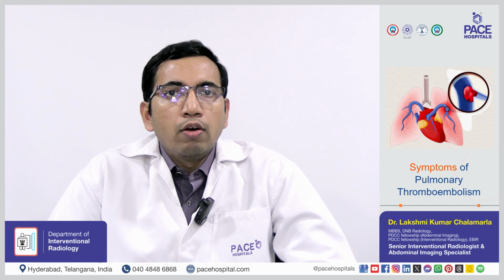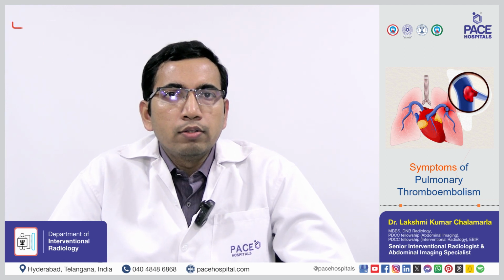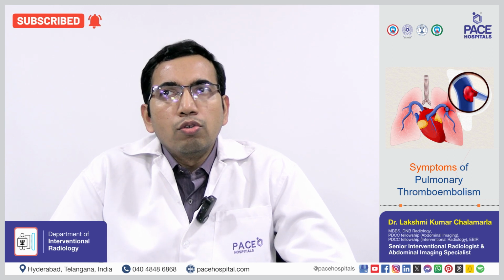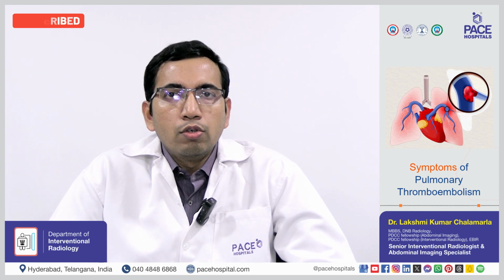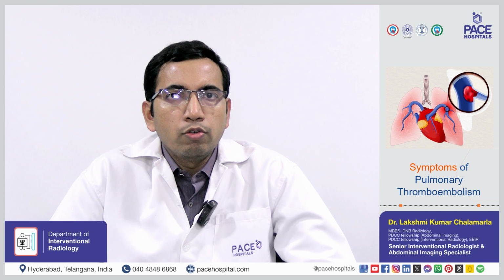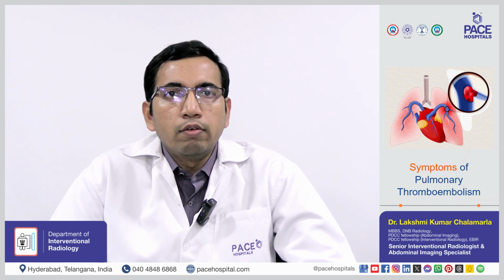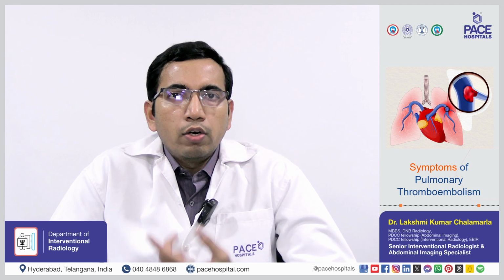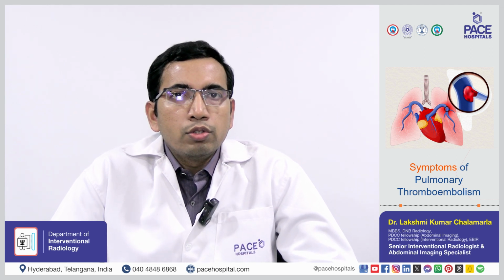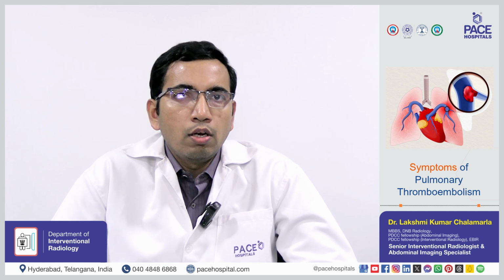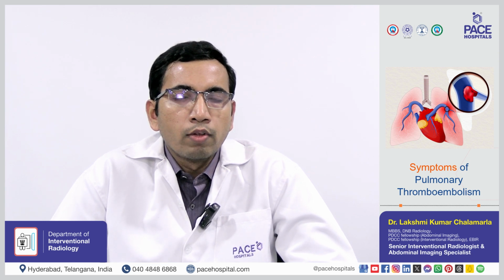So if you develop pulmonary thromboembolism, what happens? A blood clot blocks the lung arteries. If you know your basic science from your school days, we need oxygen for our survival. Whatever oxygen we inhale goes into our circulation, and from there it goes through the lung blood vessels.